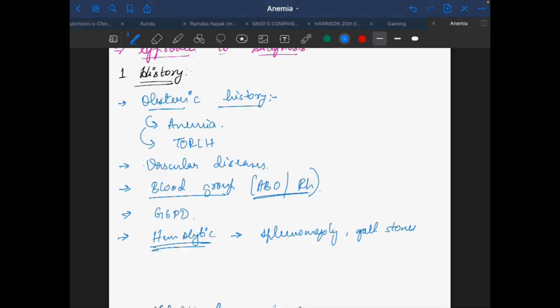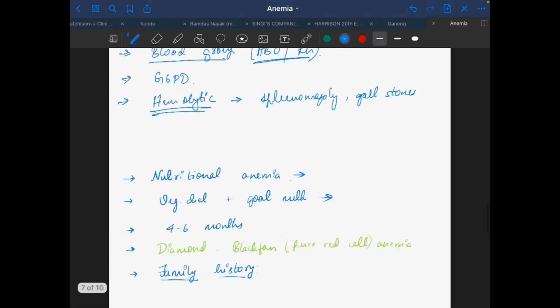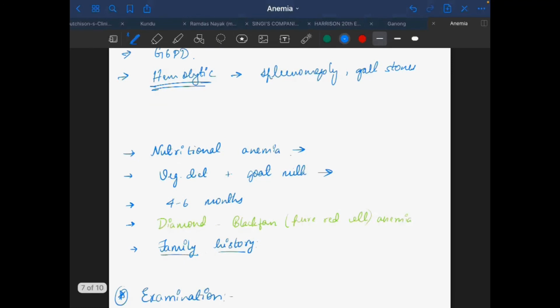We also have to take the proper history of diet: the type of milk the child is being given, whether cow milk, goat milk, or proper mother's milk. All this must be taken in the history. Generally, nutritional anemias present around 6 months to 2 years of age. Why? Because after 6 months we start weaning, that is, complementary feedings to the child, after exclusive breastfeeding for 6 months.